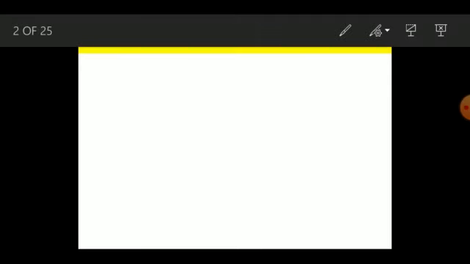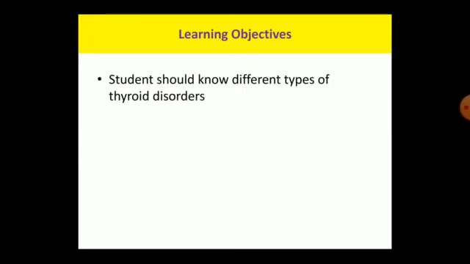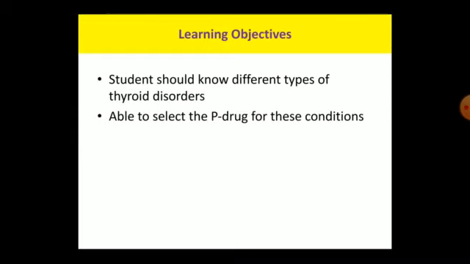So, the learning objectives of today's session are: students should know the different types of thyroid disorder, and students should be able to select the P drug for these conditions. Now, which are the different types of thyroid disorder? Either the thyroid hormone level is low, that is hypothyroidism, or it is high, that is hyperthyroidism.